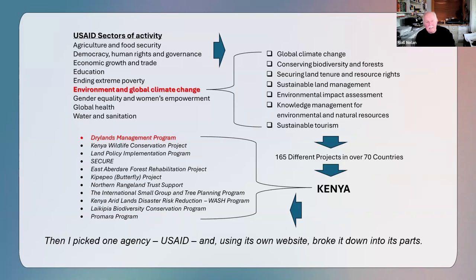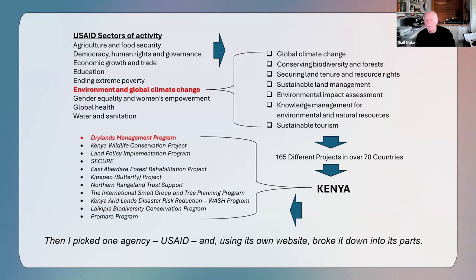So I went into that and I said, what does that mean inside this agency? And what I found is over on the upper right, it goes from global climate change down through a bunch of other things into, believe it or not, sustainable tourism. Okay, all of those different things are things that this agency does under the rubric or the umbrella of environment and global climate change. Then I got interested and I said, well, where do they do these things? And it turns out that USAID has 165 different projects in over 70 countries. And I thought, which are the countries? I drilled down on that.